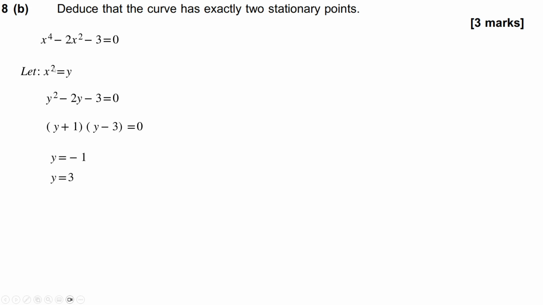And then put x squared back in. You can see that this one here, you clearly can't square root a negative number to get real solutions, so this isn't one of the solutions we want. x here equals root 3, but it can also equal negative root 3, so those are the two solutions.